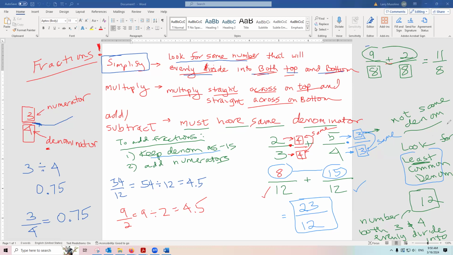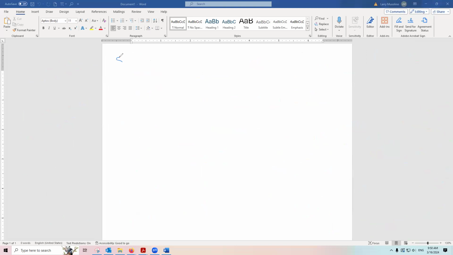All right, let me give you one other example involving fractions, which is to solve an equation with fractions. So this is a common item you'll come across. So let's solve an equation with fractions.